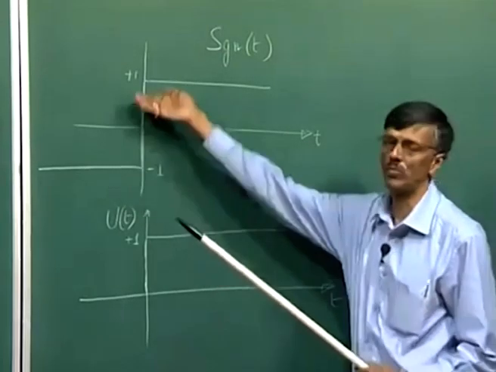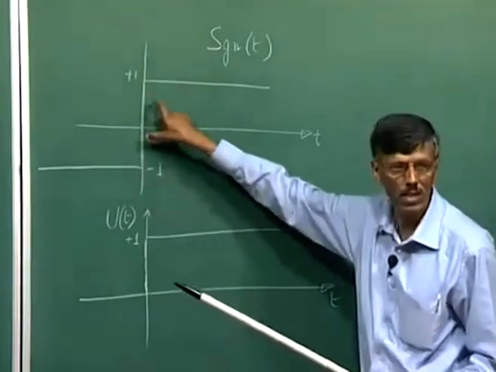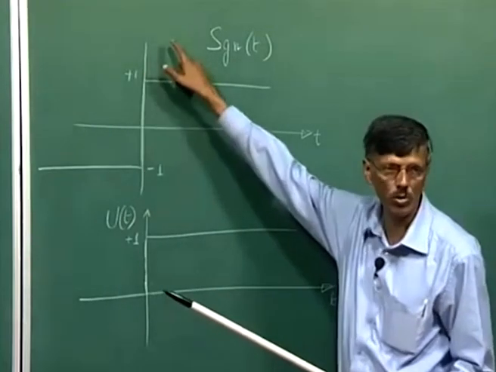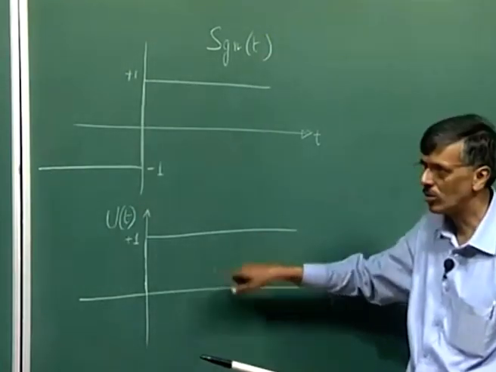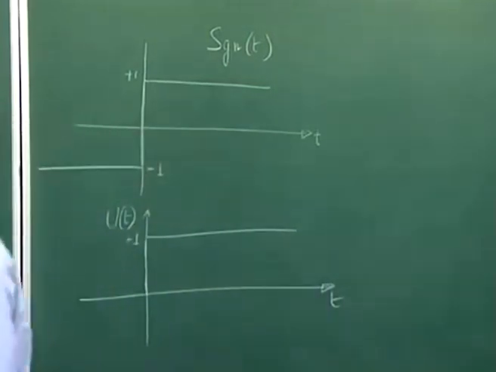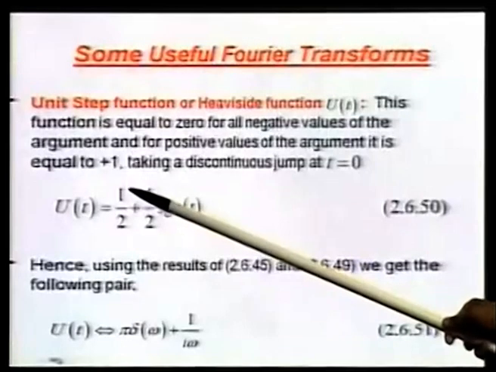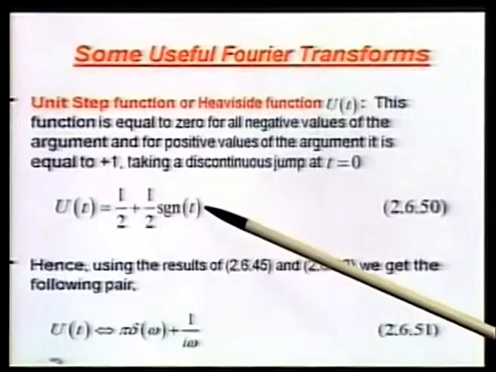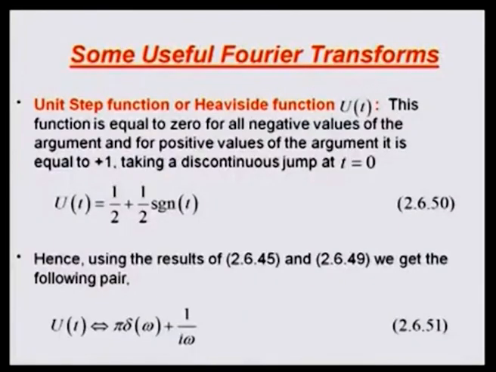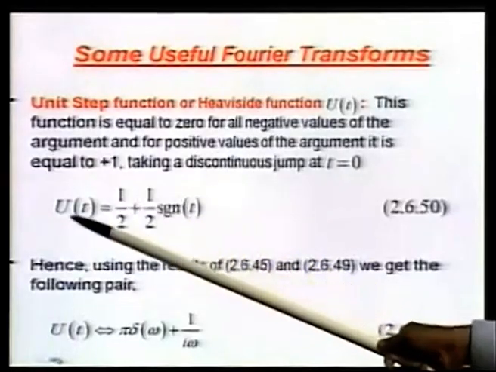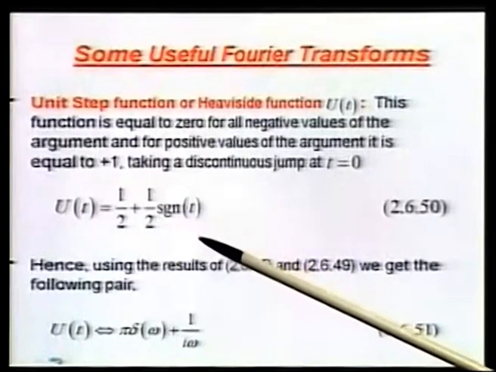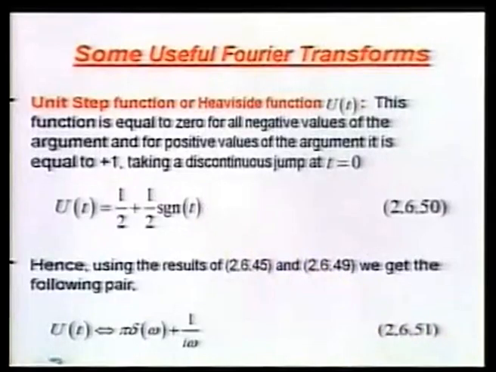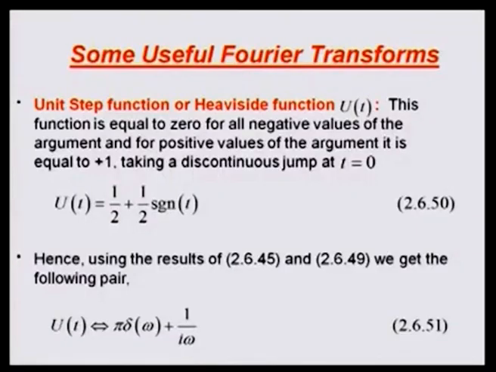What I could do is shift it up. If I shift it up, then this becomes plus 2. Then if I divide by 2, I will get this. So, that is what we have done here. I have shifted first by 1, then added the signum function, and the whole thing has been divided by 2. So, the Heaviside function is like this. Clear? And once I have this, I can get its Fourier transform or Laplace transform.